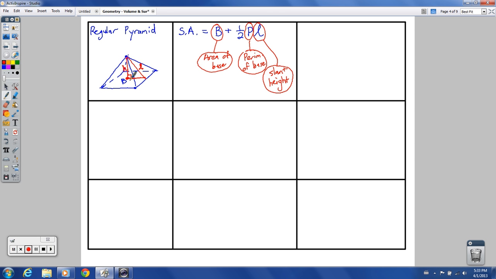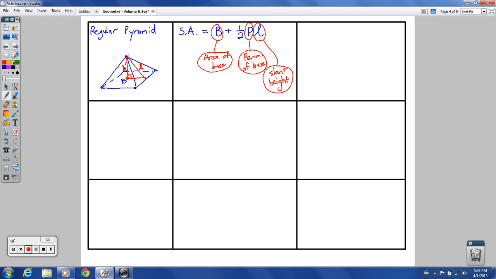Sometimes you're going to have to use the Pythagorean Theorem. You can see a right triangle right there. You can use the Pythagorean Theorem to figure out that slant height. So if you knew this part, or if you knew a whole length, then you could find half of that and get this length and find the slant height based on something like that.